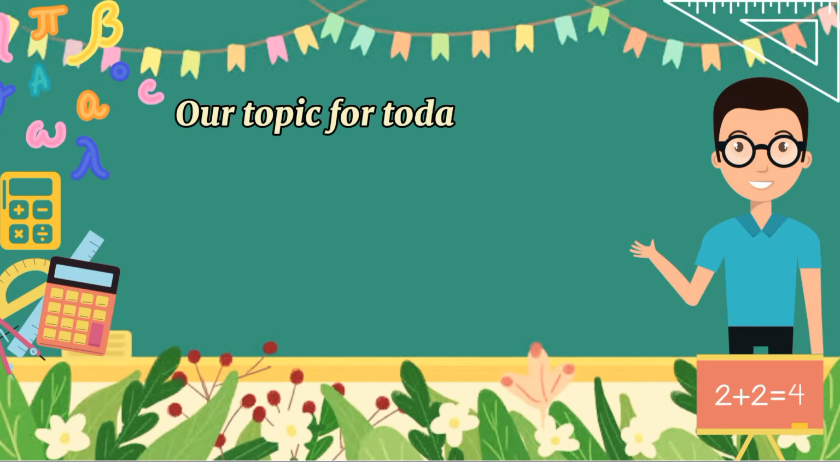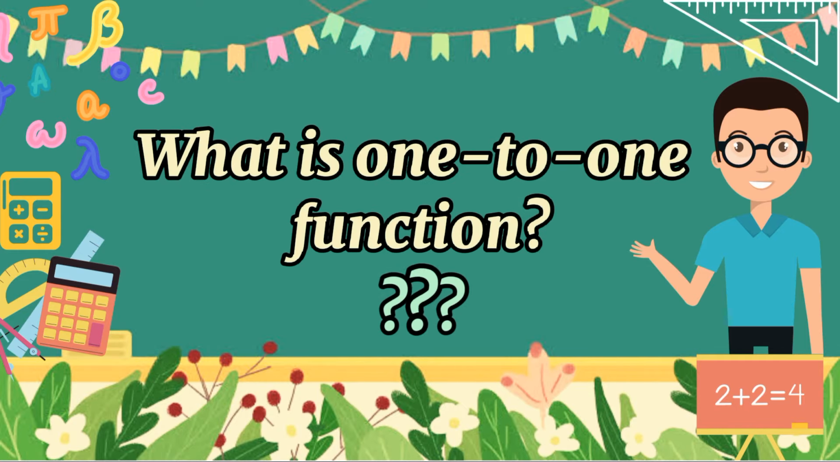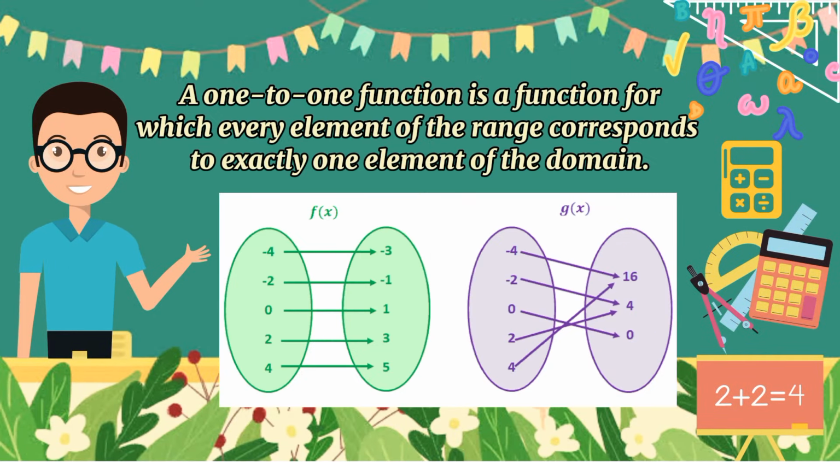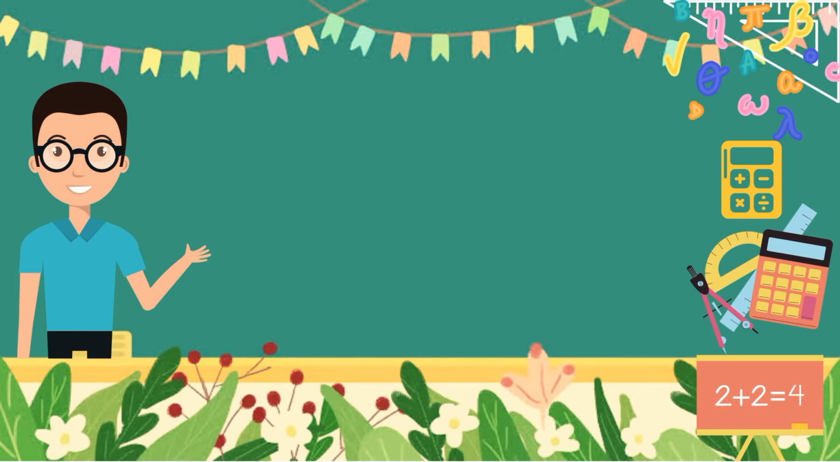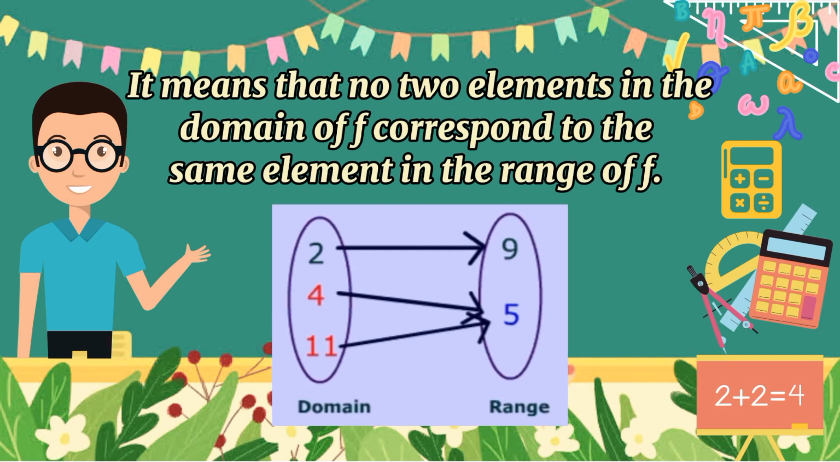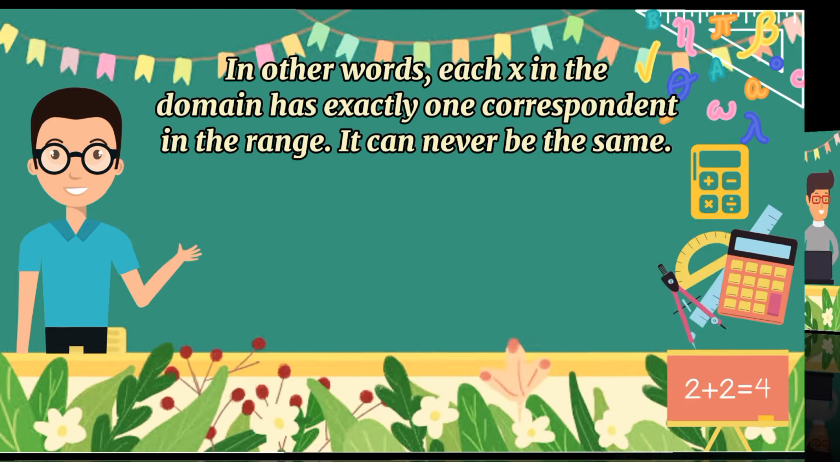Our topic for today is about the one-to-one function. So, what is a one-to-one function? A one-to-one function is a function for which every element of the range corresponds to exactly one element of the domain. What does it mean? It means that no two elements in the domain of f correspond to the same element in the range of f. In other words, each x in the domain has exactly one correspondent in the range. It can never be the same.